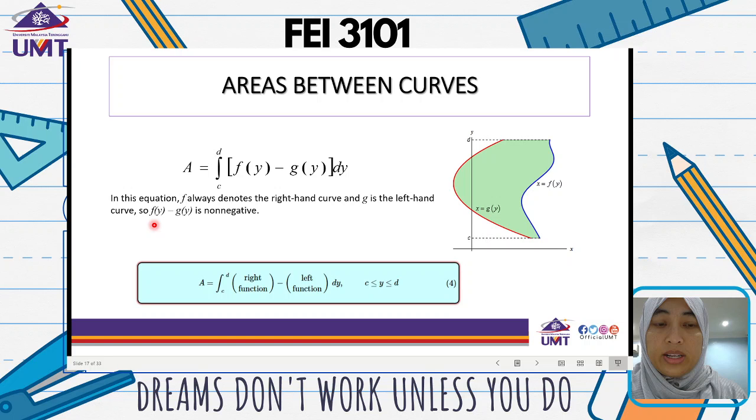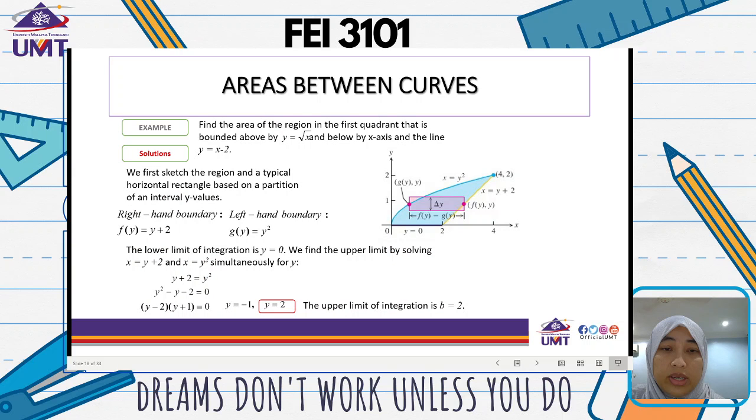So let's have a look at the example here again. Actually the question is just the same, but just now we tried to find from here to here using the x-axis, but now we want to find from here to here using the y-axis. How to do it? Find the area of the region in the first quadrant that is bounded by y equals punca kuasa x, and below by the x-axis and the line y equals x minus 2. We first sketch the region and a typical horizontal rectangle based on a partition of an interval of y values.